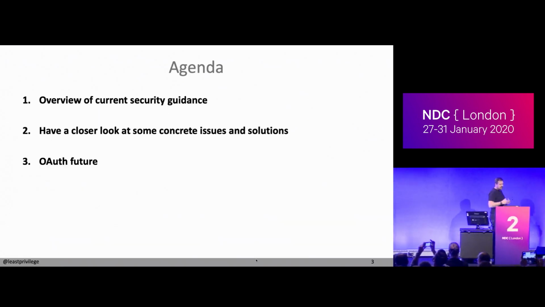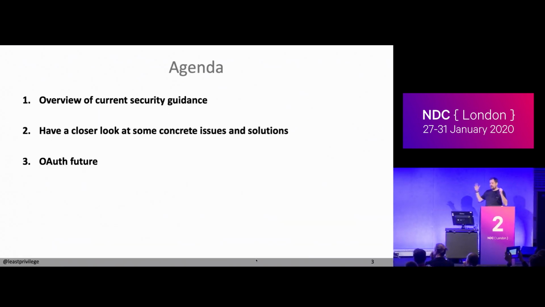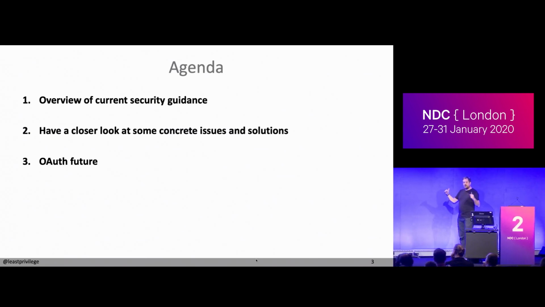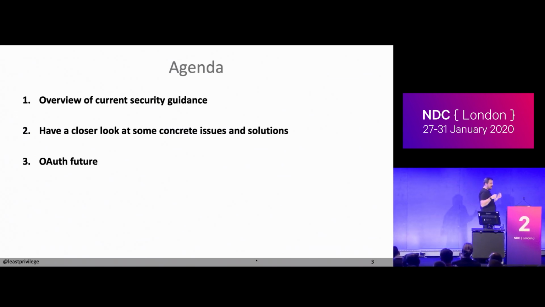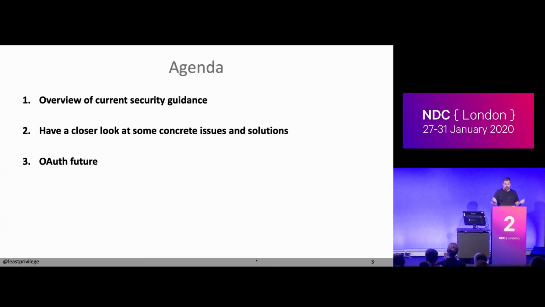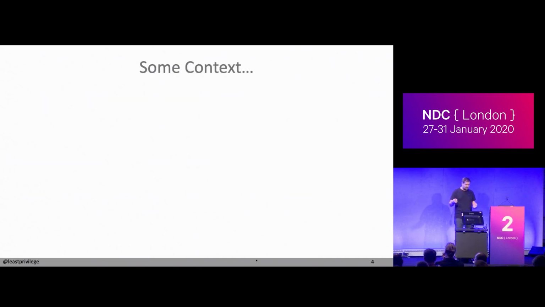Okay, so the rough agenda is I want to give you a little bit of an overview of where to go if you're looking for security guidance for these protocols. Then I want to, as I said, pick out some concrete issues and solutions, and then in the end we're going to talk about what's going to happen with OAuth in the future. But first, let me give you some context.